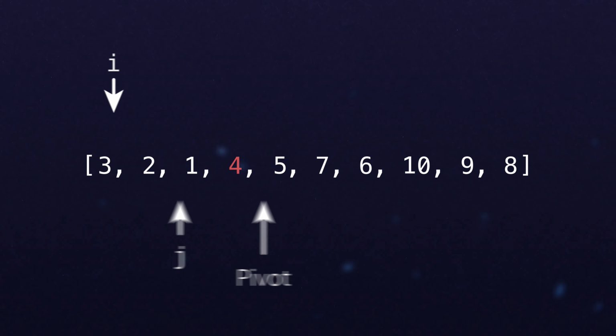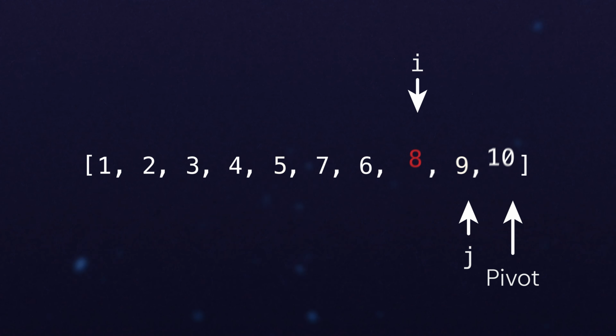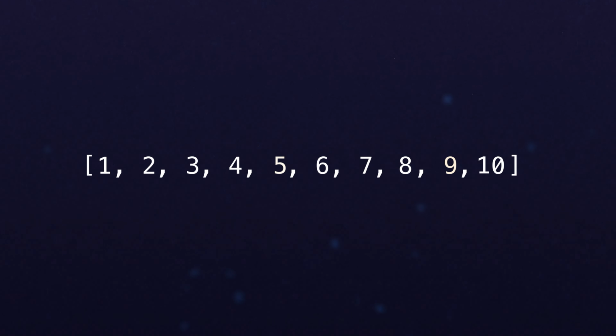The way we turn this partition function into a full-blown Quicksort is by recursively calling this partition function. So we'll continuously partition, do this algorithm, over and over on each half of the list until the full list is sorted. Now, remember how I mentioned that Quicksort is generally more performant than mergesort?